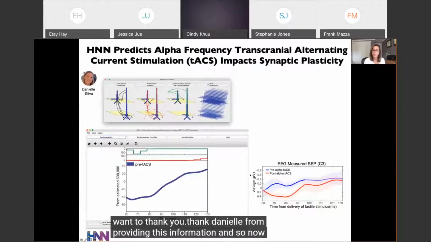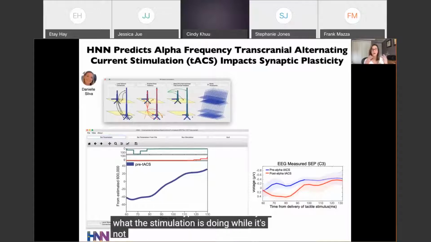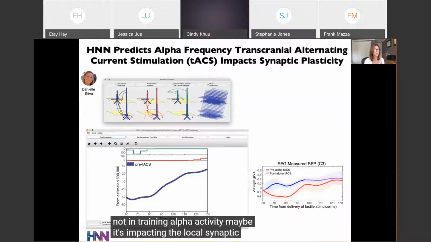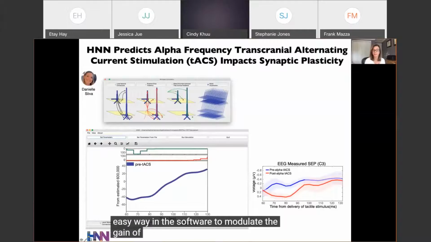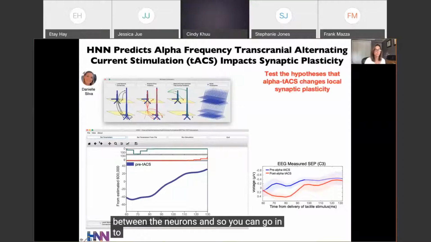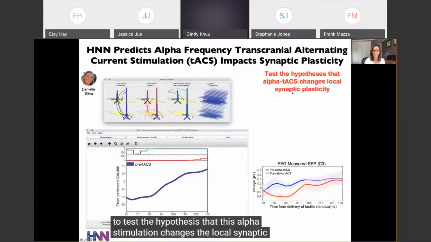And so now we wanted to test a hypothesis about what this alpha frequency stimulation might be doing to the neural circuit. We started with the hypothesis that maybe what stimulation is doing, while it's not entraining alpha activity, is impacting the local synaptic efficacy of the connections within the local network. And so we've created an easy way in the software to modulate the gain of synaptic activity between the neurons. And so you can go in to test the hypothesis that this alpha stimulation changes the local synaptic plasticity.